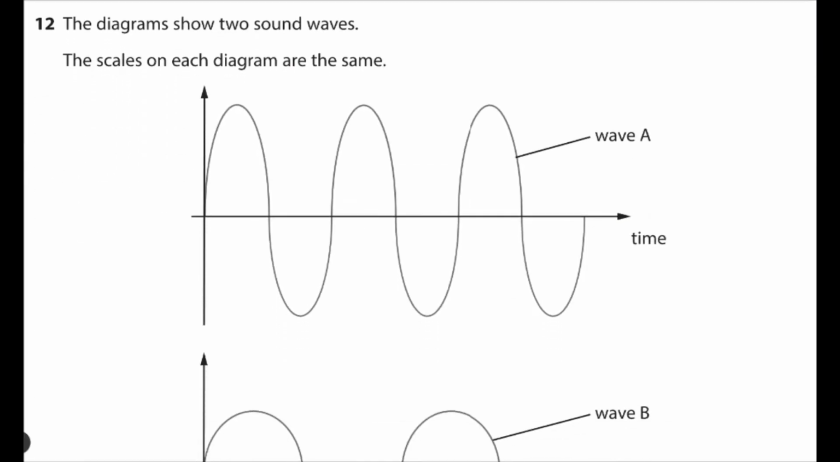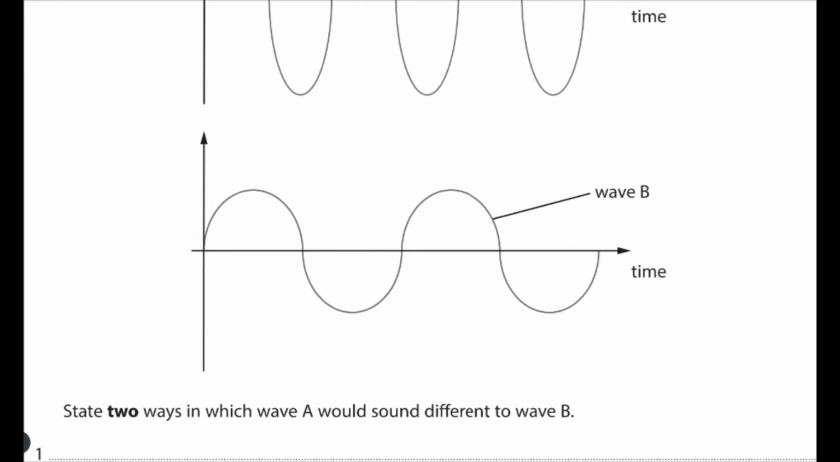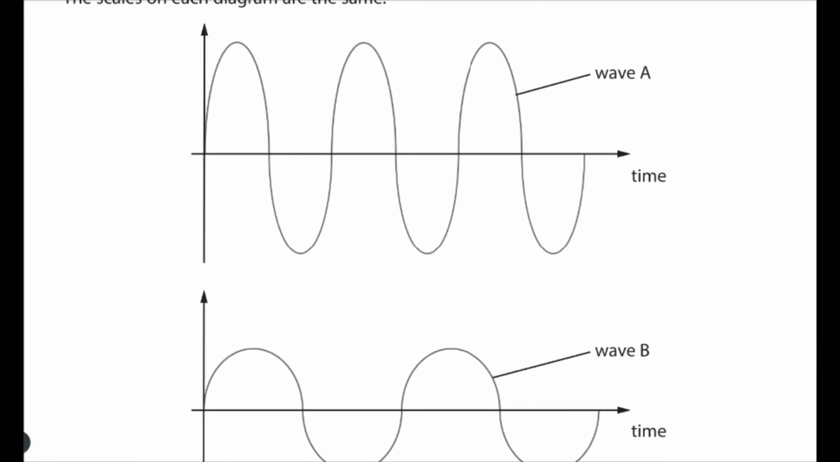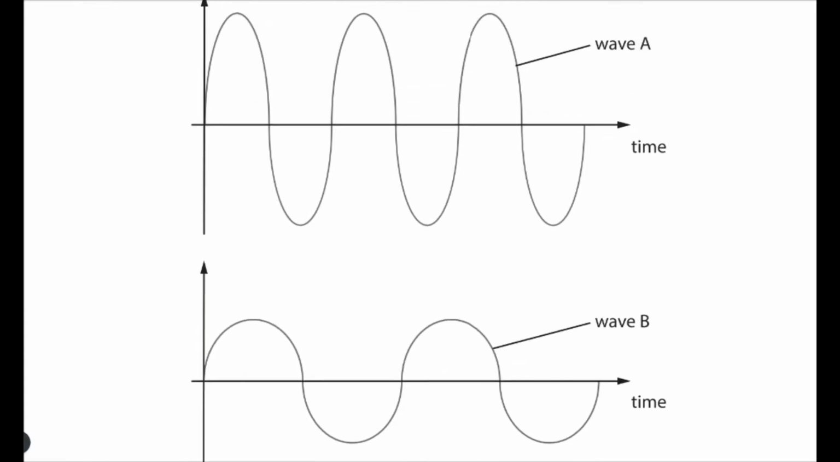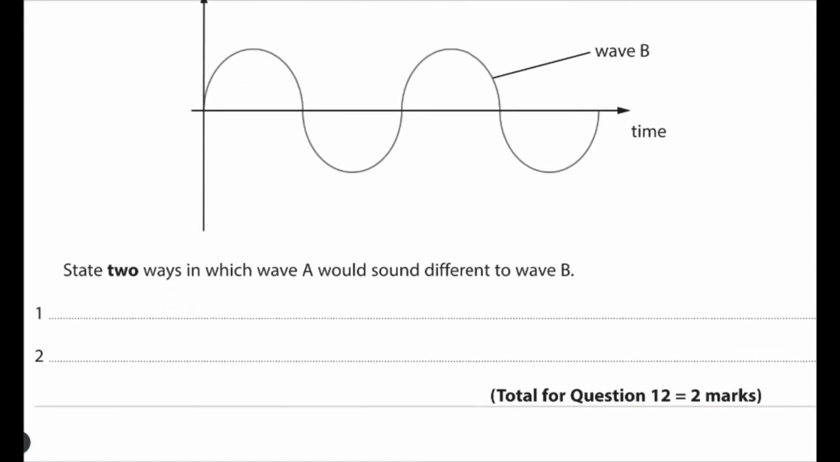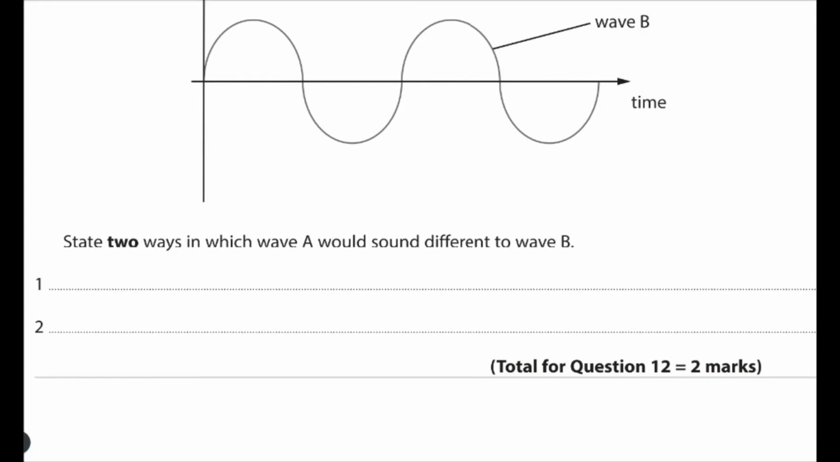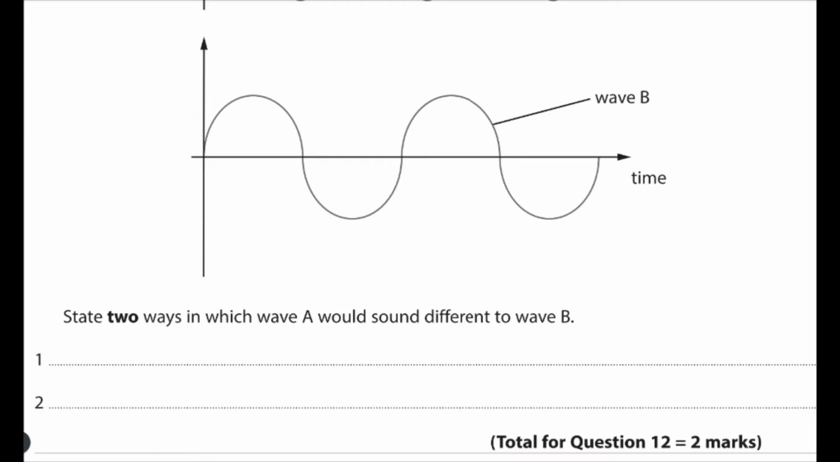Moving to the next, 12th question. The diagram shows two sound waves. The scales on each diagram are the same. If you compare both of these, waves A and B, you can see that the amplitude is less in wave B, and also you can see that the frequency of A is higher than B. State two ways in which wave A would sound different to wave B. So we can give those two points.